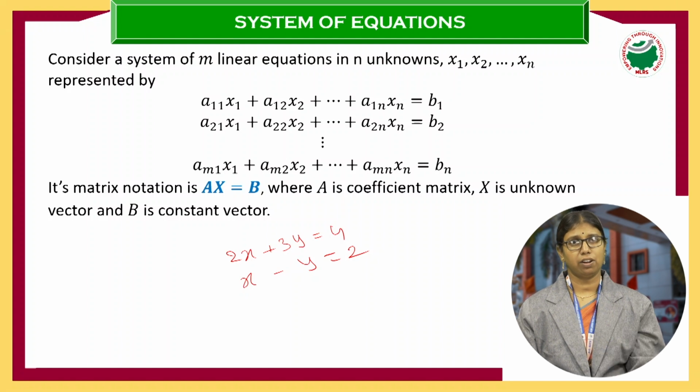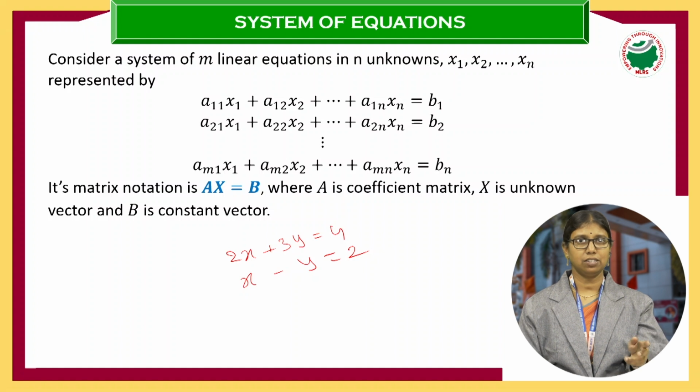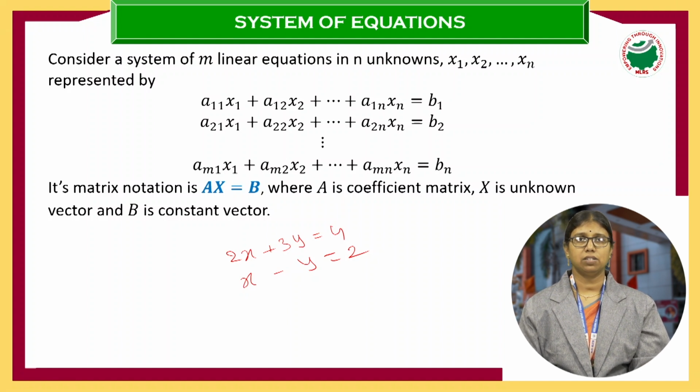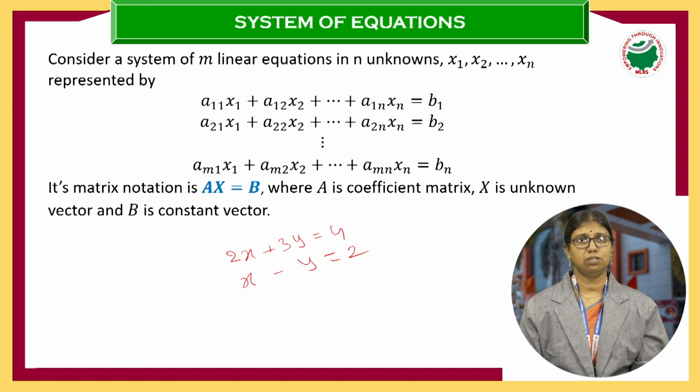But in case of m equations with n unknowns, that means the number of equations and the number of unknowns are unequal, we have no such procedure. In case of equality, we have one procedure, but for unequal numbers of equations and variables, we do not have any procedure to solve the system. The only process we have is matrix representation. Whether the numbers are equal or unequal, we can easily solve the equations using matrix notation.